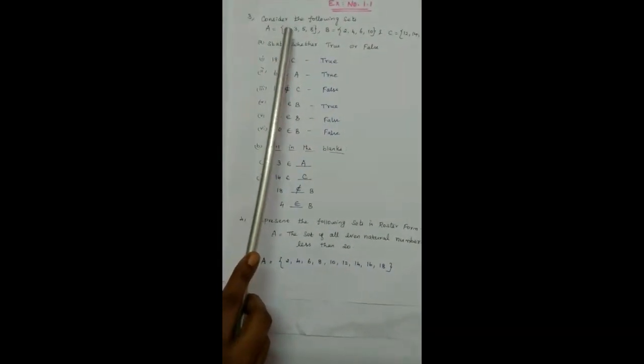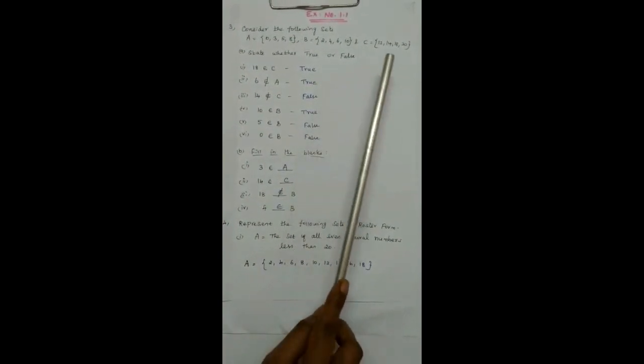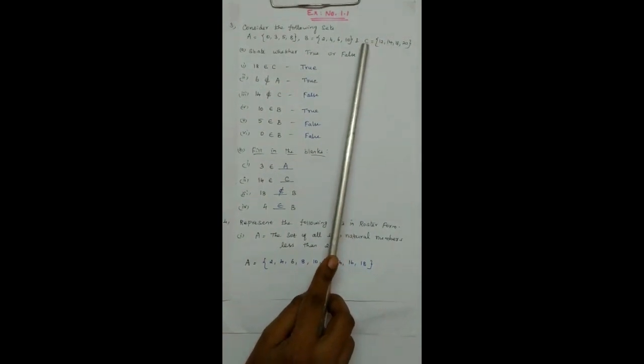Next, fill in the blanks. First question. 3 belongs to dash. 3 is an element of which set? A set. 3 is an element in the set A. Therefore, 3 belongs to A. Second question. 14 belongs to dash. 14 is an element of the set C. Therefore, 14 belongs to set C.